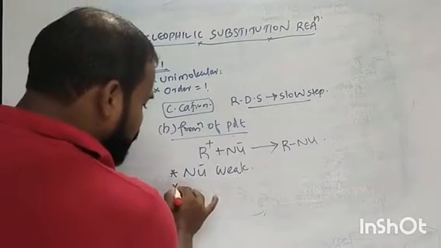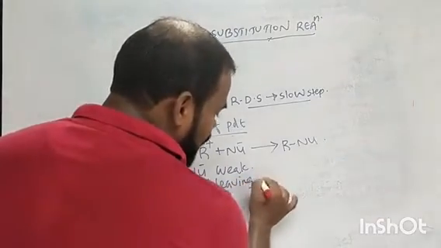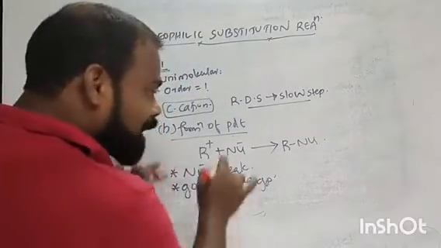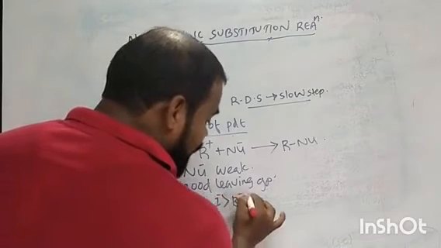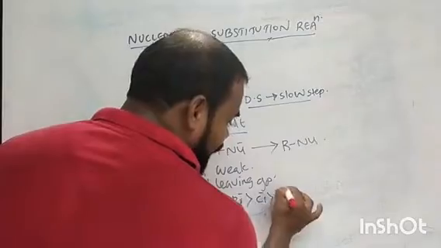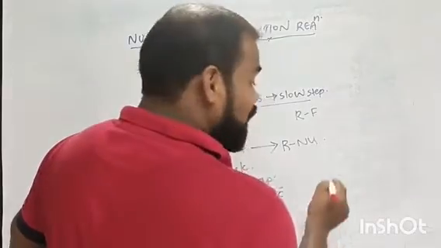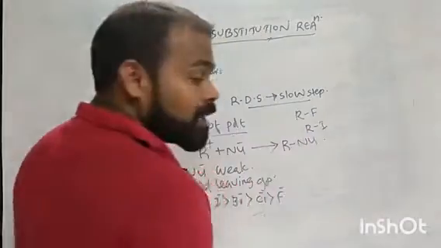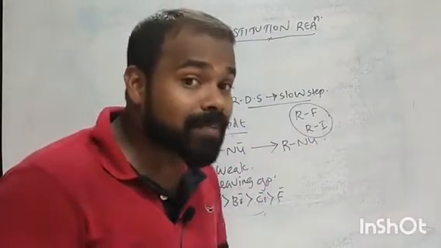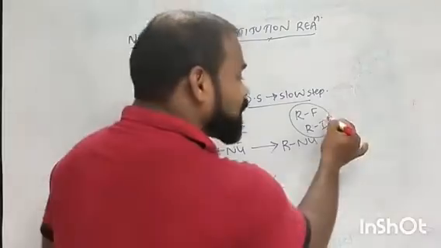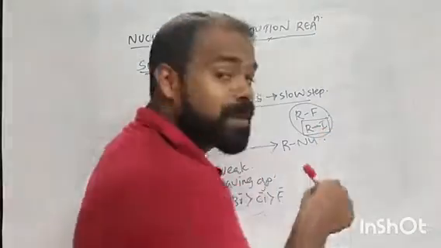Then a very good leaving group is required there. Meaning, for example, RX, where X may be iodine: I minus greater than Br minus greater than Cl minus greater than F minus. Maybe one example like this, RF, and also I have RI. In these 2 cases, which one can undergo the SN1 mechanism at maximum speed? This one, due to iodine being bigger in size. Therefore, the R-I bond length will be maximum.